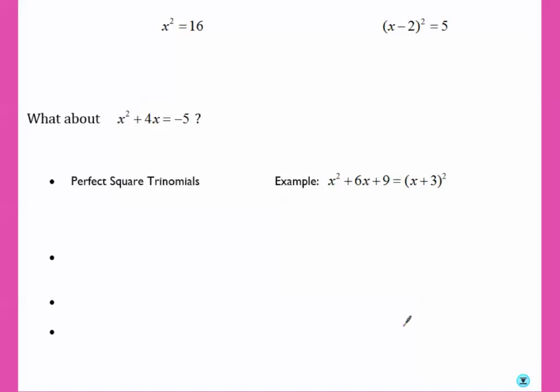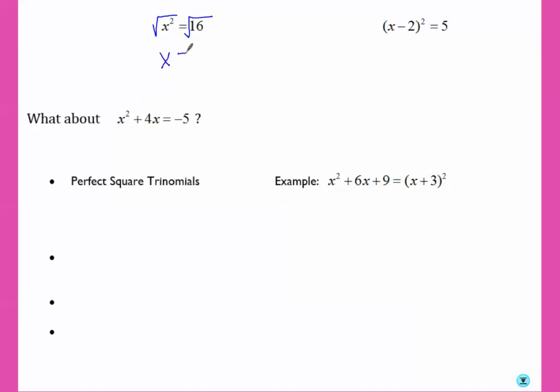All right, today we're going to be learning about how to complete the square. So we're going to start off by looking at a couple equations that we can solve by taking the square root. So if we wanted to solve x squared minus 16, we would undo this x squared by square rooting both sides.